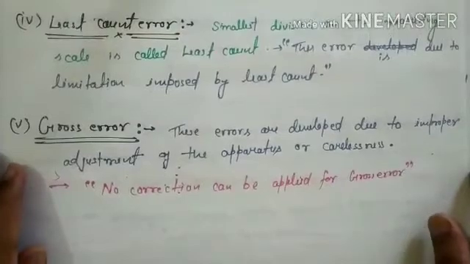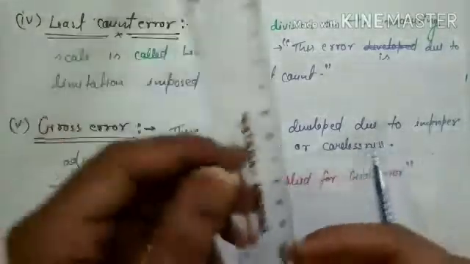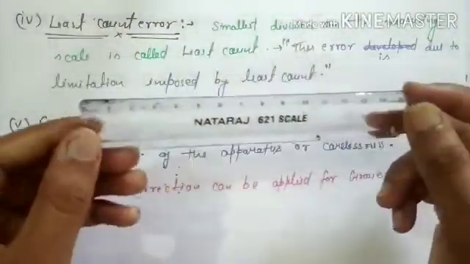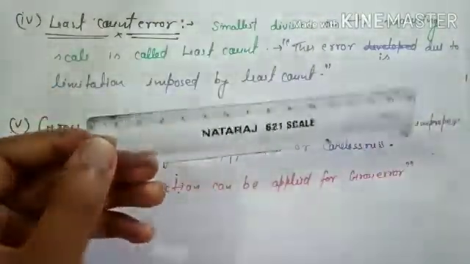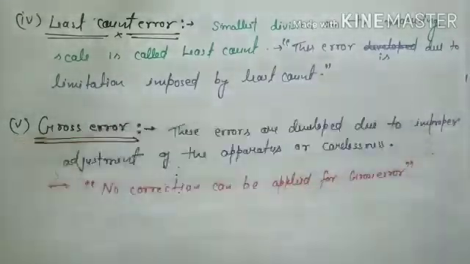The next type of error is least count error. So what is least count? The smallest division on the measuring scale is called least count. For example, if we have this scale, what is the least count of this scale? The smallest division on the measuring scale, that is millimeter. This error is developed due to the limitation imposed by the least count.